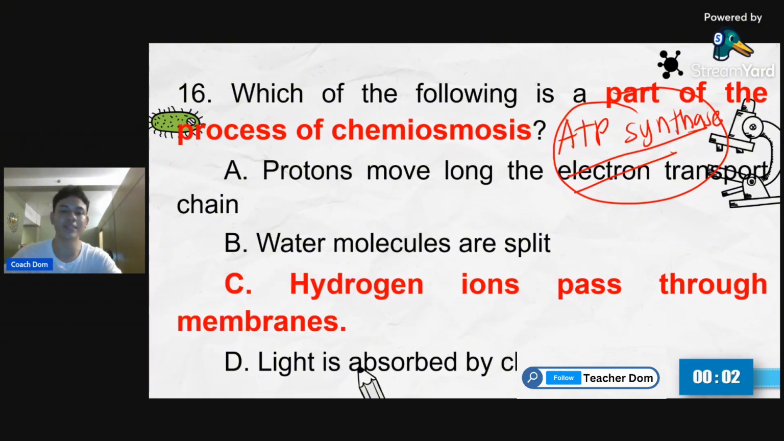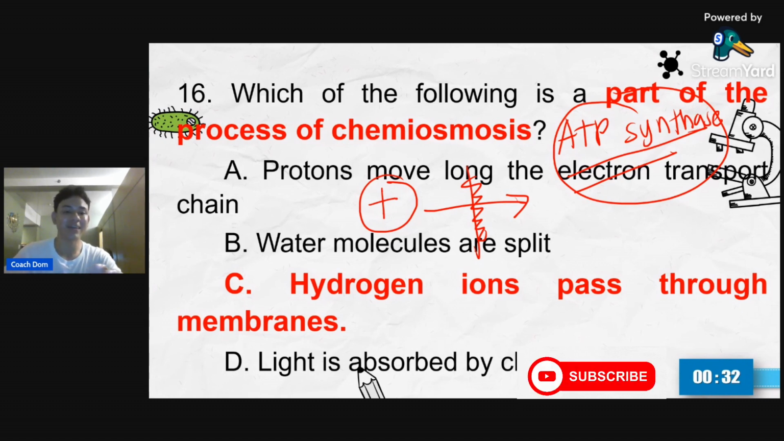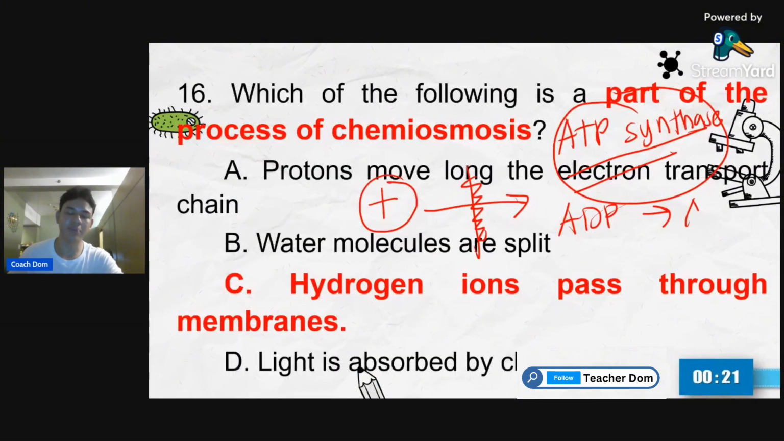So ginagawa dito, guys, ina-allow niya yung mga protons natin. We have protons that is H positive charge. Ina-allow niya para makapasok sa membrane. So this is the membrane. Ina-allow niya para makapasok yung proton sa membrane at gagamitin itong proton as free energy para maka-generate yung ADP natin to ATP. So yan po yung process ng chemiosmosis. Hydrogen ions pass through membranes.